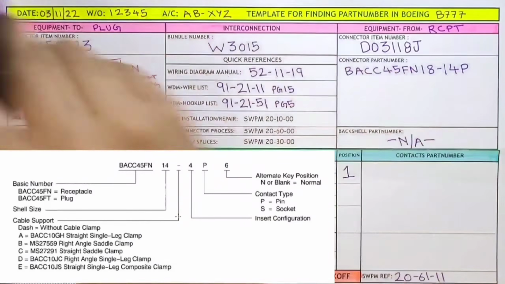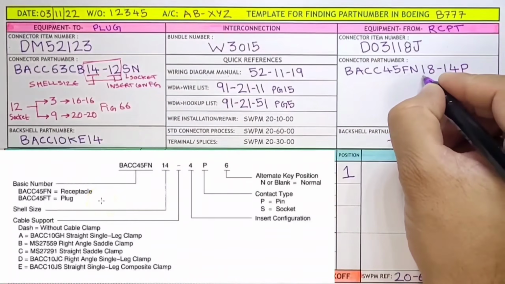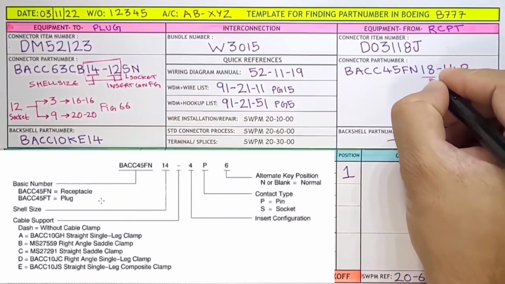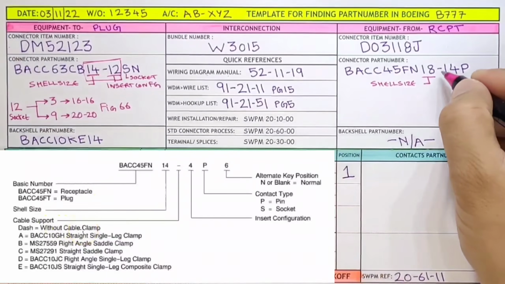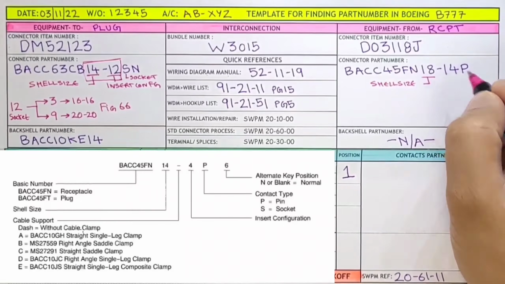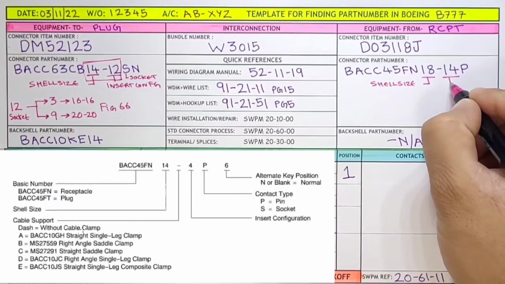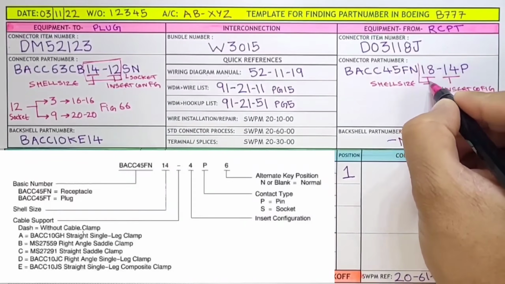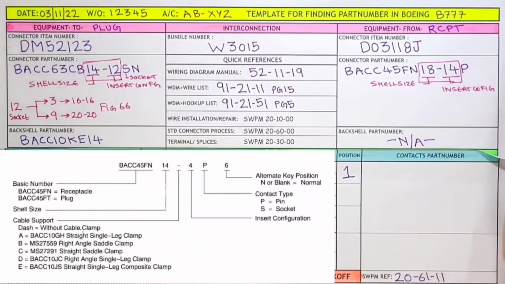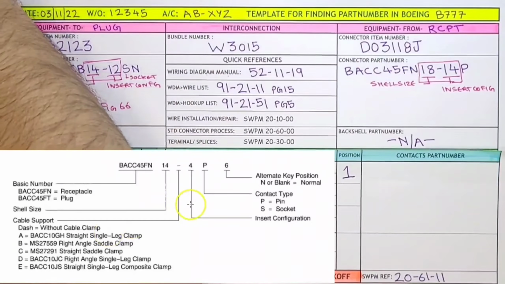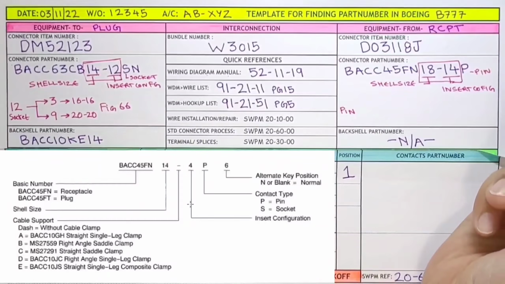So we already know FN is the receptacle. 14 is the shell size, in our case it is 18. Dash is without cable clamp, so we have the dash, that means there is no clamp, there is no back shell. Now number 14 as per this is insert configuration. So insert configuration is 18-14. Okay, Papa is the pin, so what we require is pin which is male.